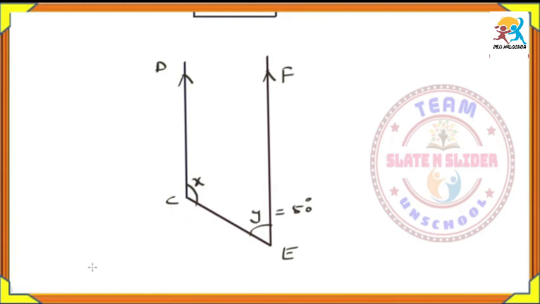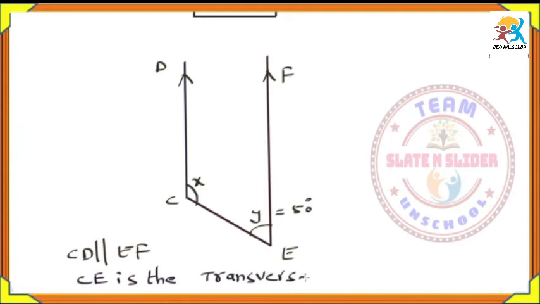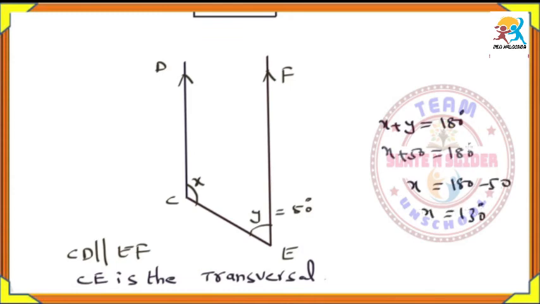Again CE is the transversal. Just observe, AB parallel CD parallel EF, and CE is the transversal. We can write CD parallel EF and CE is the transversal. Again the same property, the angles which are on the same side of the transversal are X and Y. These two are interior, so their sum is 180 degrees. So from that we can write X plus Y is equal to 180 degrees, and Y is 50. So X plus 50 is equal to 180, that is X is equal to, we get 130 degrees. So like this we can find.